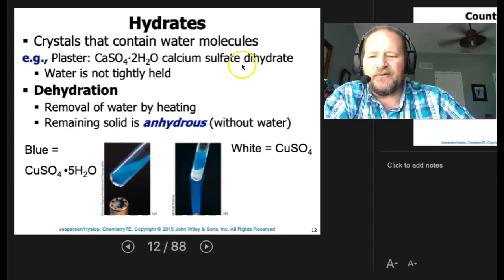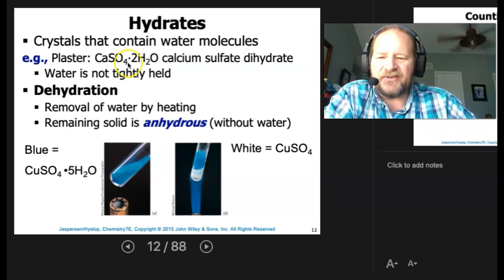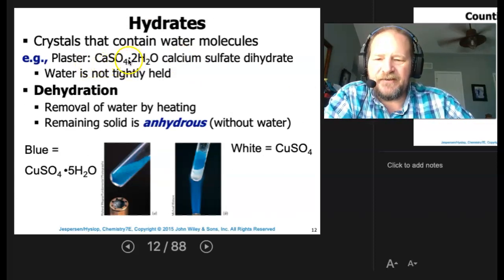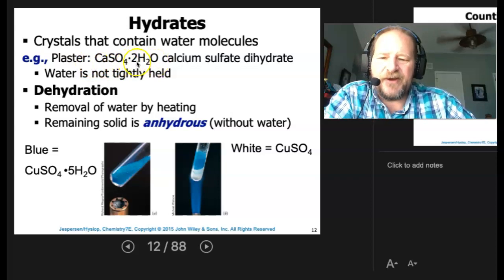Let's flip back just real quick. So here, when we write the hydrate, it's calcium sulfate, and then you have a dot here, and then 2H2O. So it's telling us how many waters there are. The dot separates it out because it's actually two different things. All right.